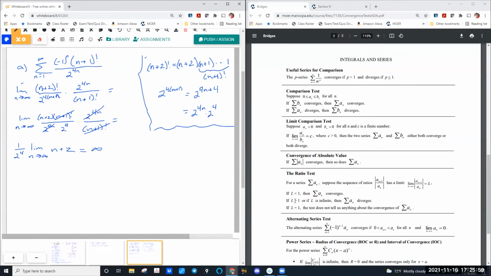So we go to our ratio test. If L is greater than 1 or is infinite, the series diverges. Now, so our series, I'll go back to the question in a second.